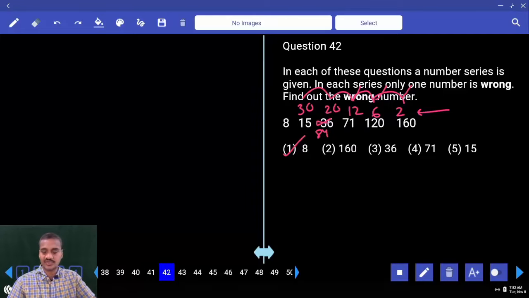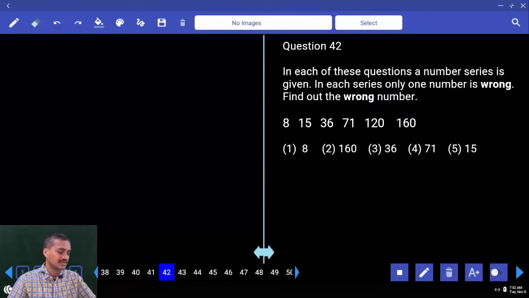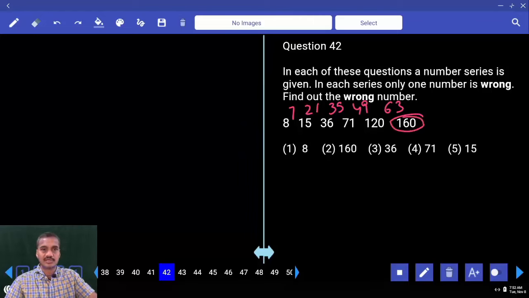Then coming to question number 42, 8 and 15. What is the difference? 7. And 15 and 36, the difference is 21. 7 and 21 can be expressed as 7 into 1, 7 into 3. Next one, 7 into 5, 35. Next one, 7 into 7, 49. And next, 7 into 9, 63. That means odd multiples of 7 are added. 120 plus 63, 183 is the correct number, 160 is the wrong number, choice 2, question 42.